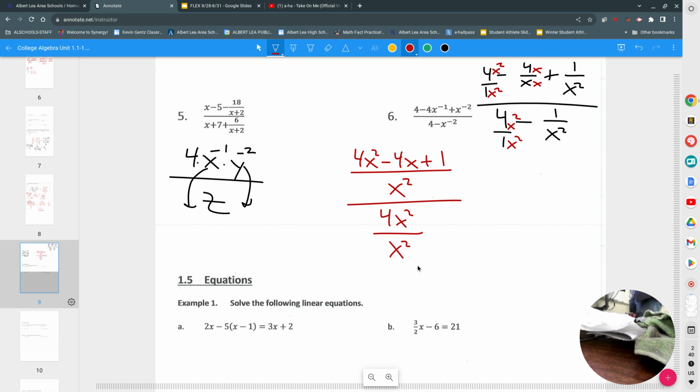Multiply by our reciprocal. Well, I'm sorry. What did I mess up on here, you guys? This piece should be 4x squared. It should be 4x squared minus 1, right? Sorry about that. Yes, sounds good. So I multiply by the reciprocal, x squared over 4x squared minus 1.